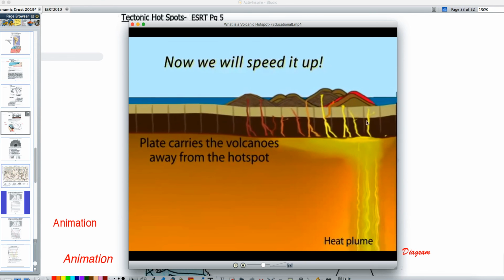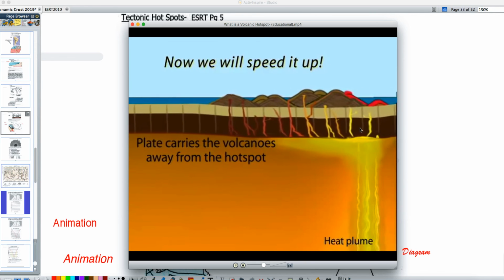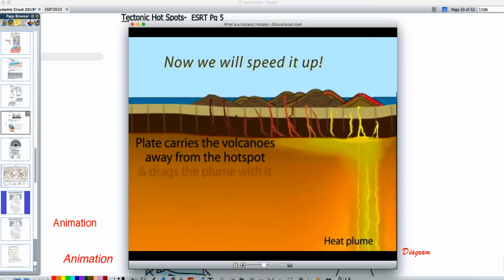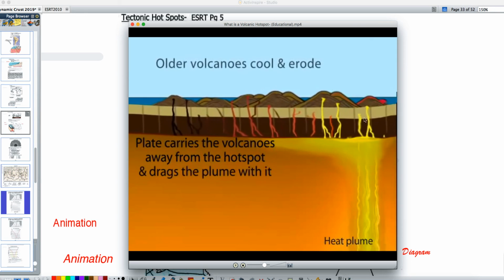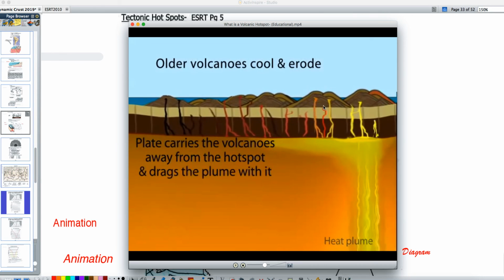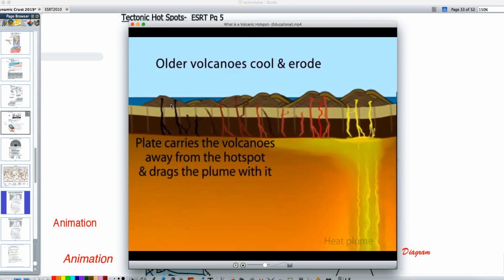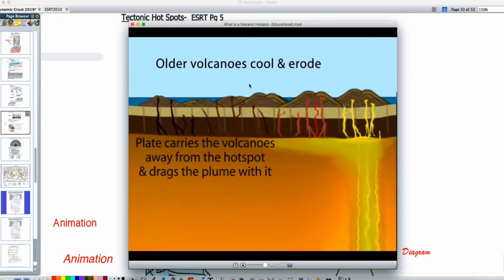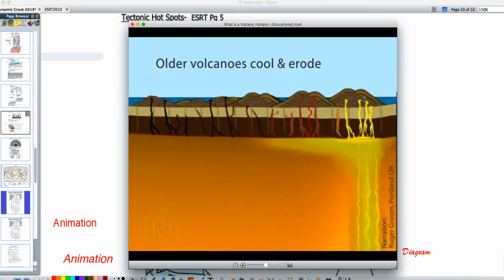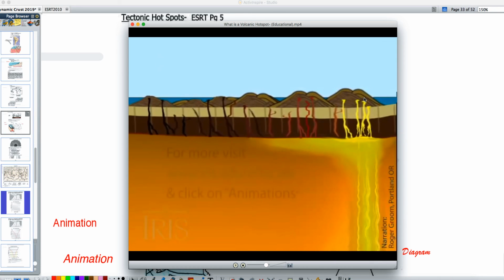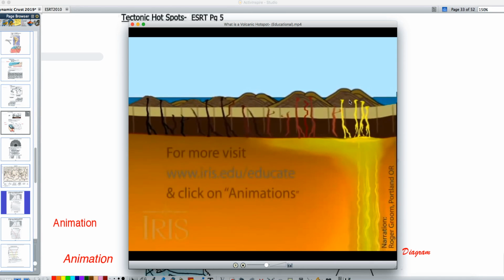Now, these are active volcanoes right above. But notice, as the plate moves, we have to keep making a new volcano over the hotspot plume right there. So what this gives us is a chain of volcanoes. Older, younger, younger, younger, younger. And this one is so young that it's pretty much under construction right now. And that's how the Hawaiian Islands formed.